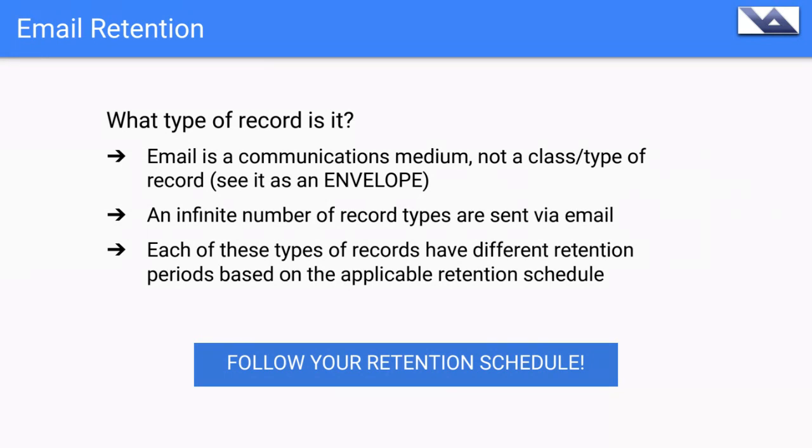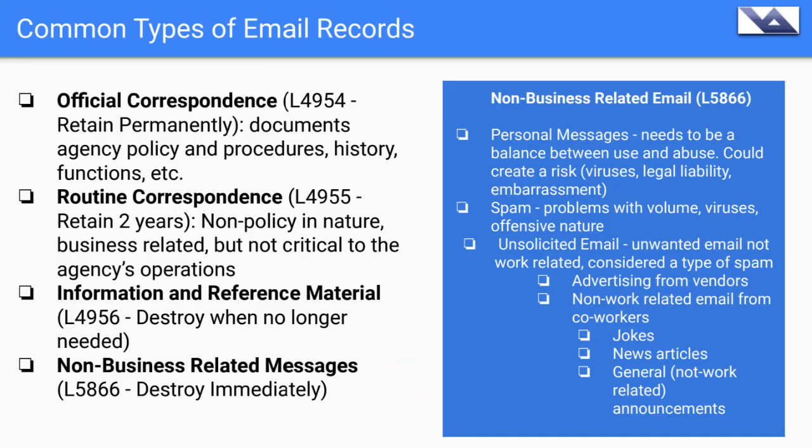So in theory, an infinite number of record types and record series could be sent via email. Each of those could have different retention periods based on the applicable retention schedule. So we're always going to say follow your retention schedule. While in theory an infinite number can be kept, in practice there's very common types that we see.